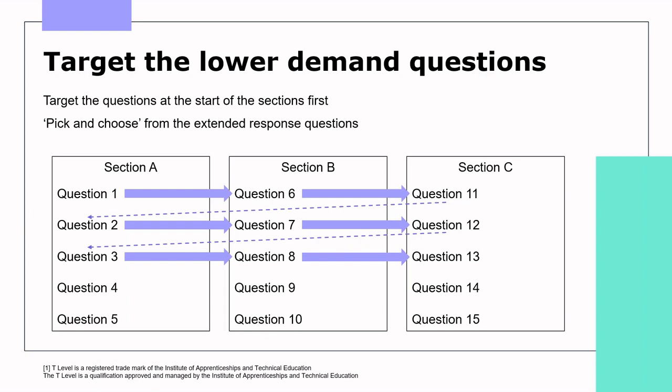But by tackling those easy questions at the beginning of each section, they'll have answered those easier ones, and hopefully confidence is growing as a result. And then it's only the higher demand questions that would be remaining. And with this, students could just have a look and pick and choose and target those extended response ones that they feel most confident on.